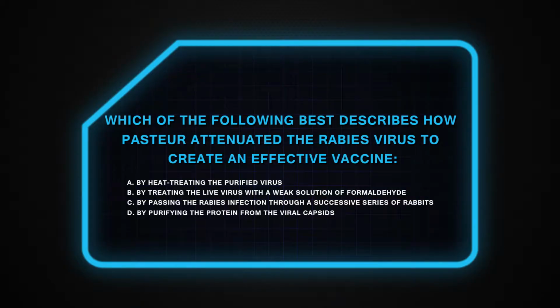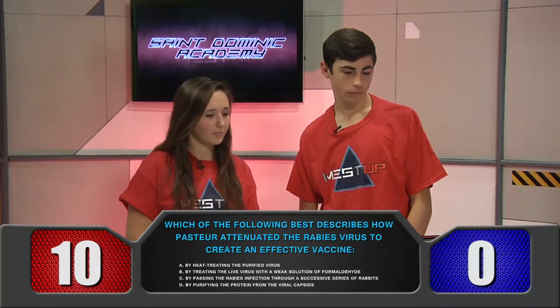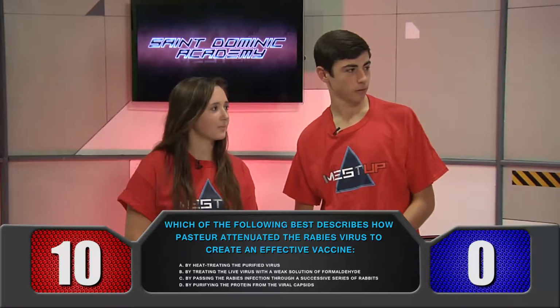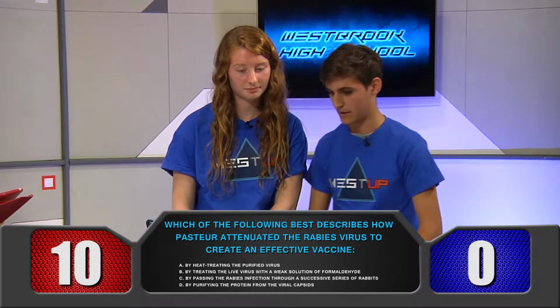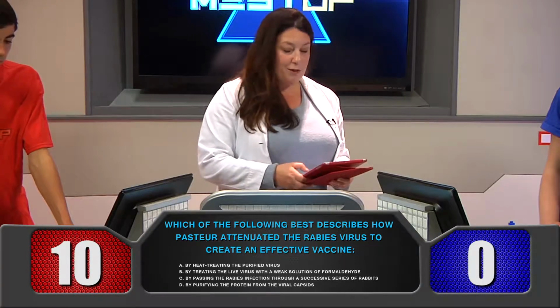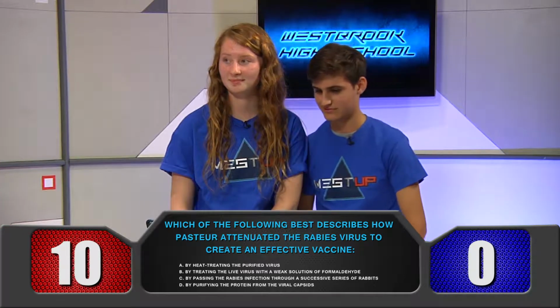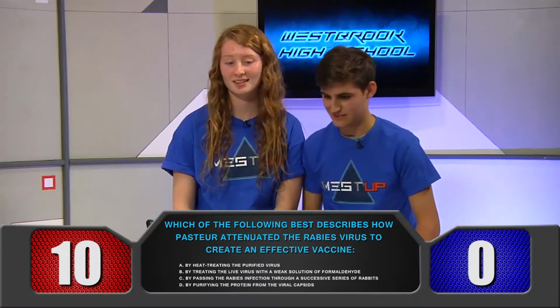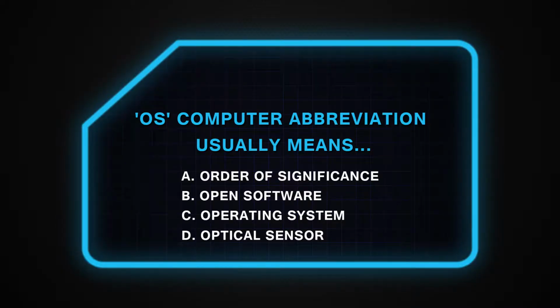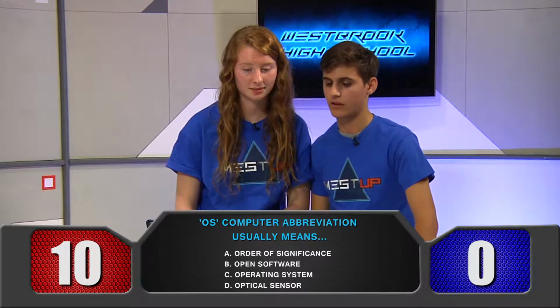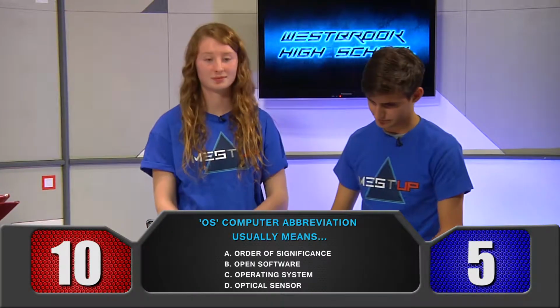Question 3. Which of the following best describes how Pasteur attenuated the rabies virus to create an effective vaccine? Red team. A, by heat treating the purified virus. Incorrect. Blue team. Let's go B. It's by purifying the protein from viral. Incorrect. The correct answer is C, by passing the rabies infection through a successive series of rabbits. All right. Sounds pleasant. Pasteurization. OS computer abbreviation usually means which of the following? Blue team. Operating system. That is correct.